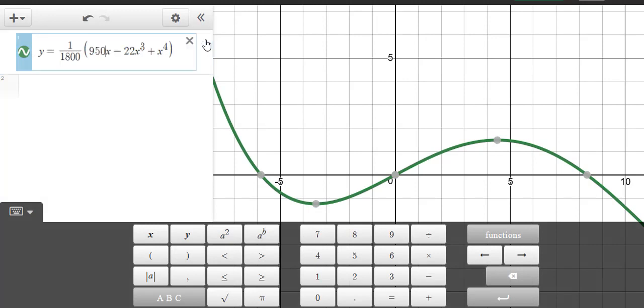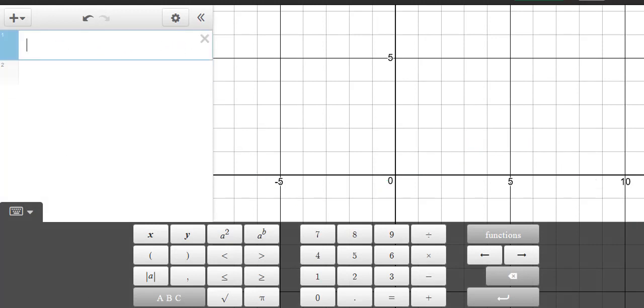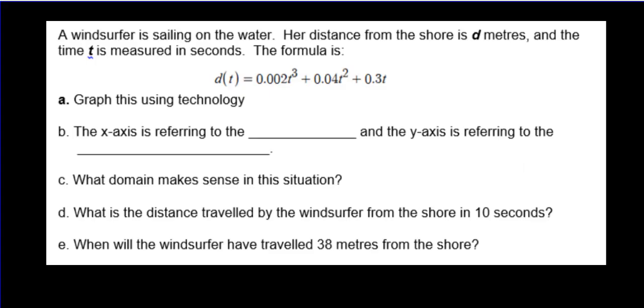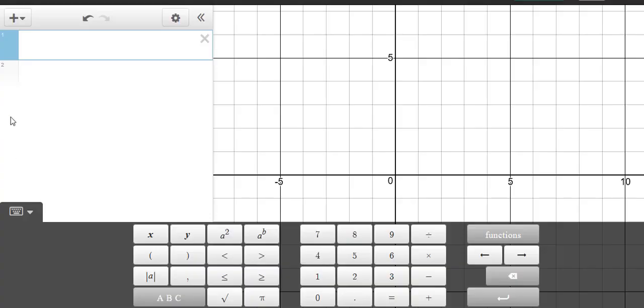And you can click the little x here to get rid of it. And what is the equation? Y equals 0.002x cubed. You already know how to do that cubed.